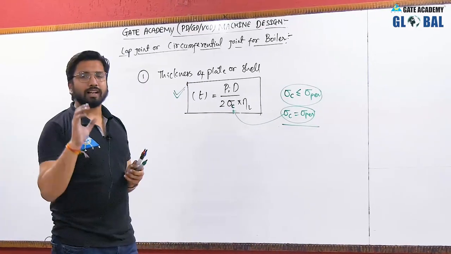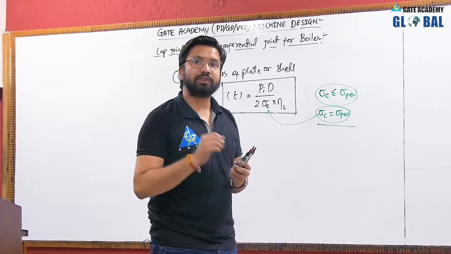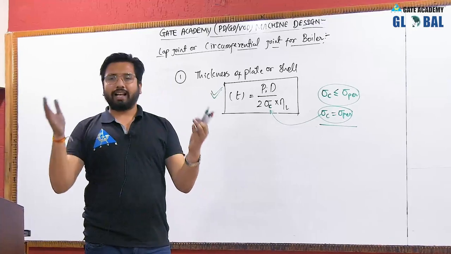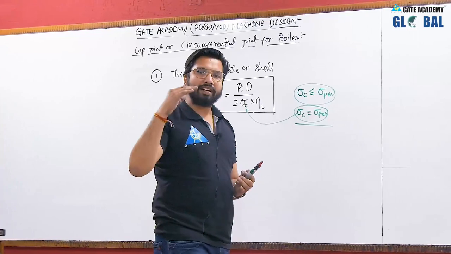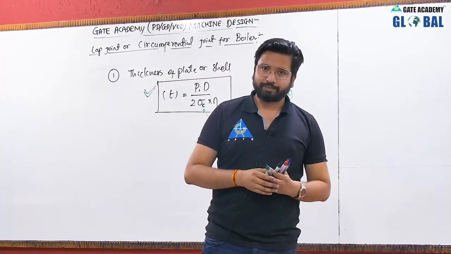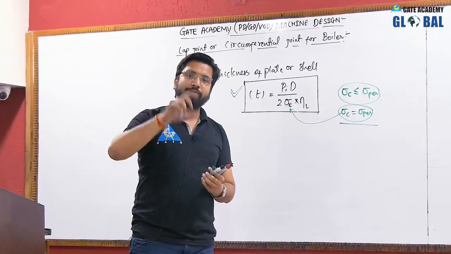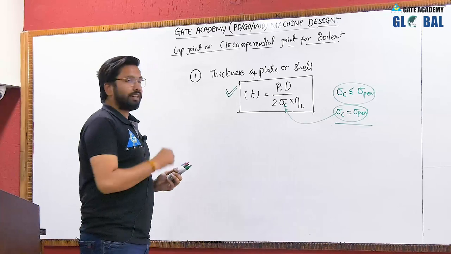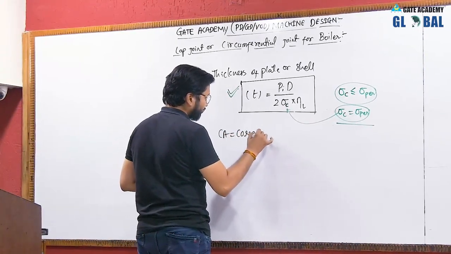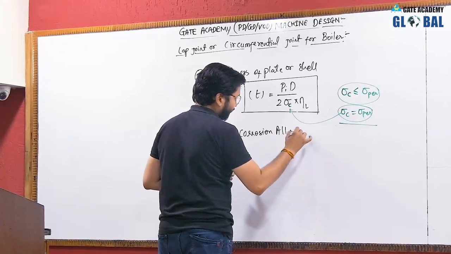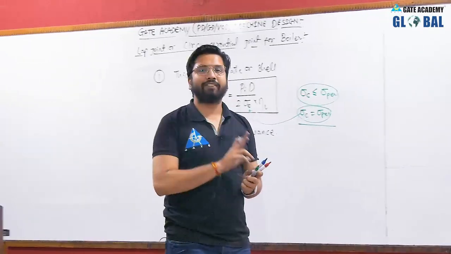Now, in some cases you may see an allowance is given to the plate, that is known as corrosion allowance. As the boiler is handling steam, that is nothing but the vapor state of water, it will cause corrosion of the shell plate. Hence we must have some extra thickness of the metal so that there will be no chance of failure due to the circumferential stress. So CA is known as corrosion allowance, and if this is to be considered in the calculation, the value must be given in the question.